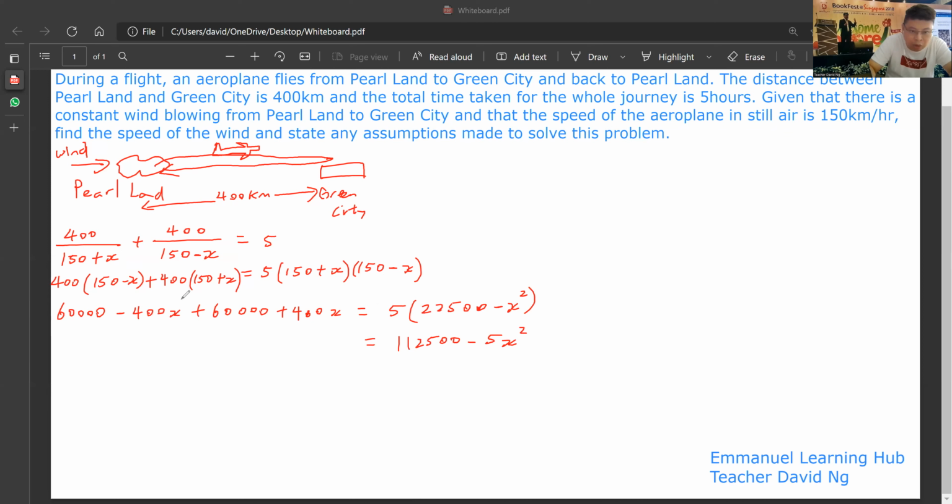Then this one minus 400x plus 400x. 400x disappear. This is 12. 6 plus 6 is 12. Or rather 60 plus 60 is 120,000.